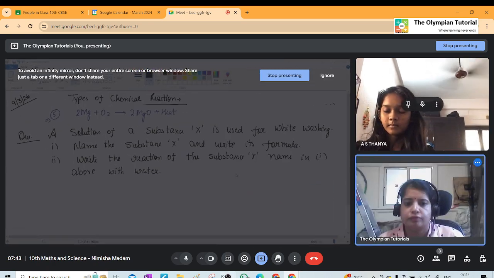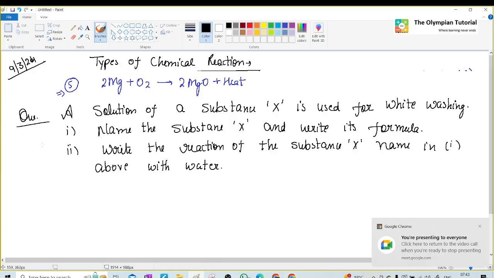Very good, Tanya. Now, in the next one, Tanya, in combination reactions, we have done exothermic. Can you tell me what is the opposite of exothermic? Heat is absorbed in a chemical reaction, that would be endothermic. Now write down the heading: endothermic reactions.